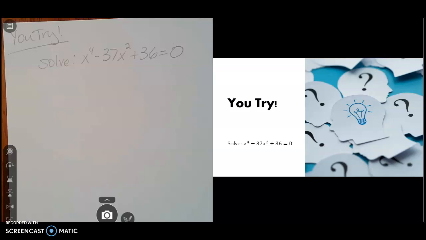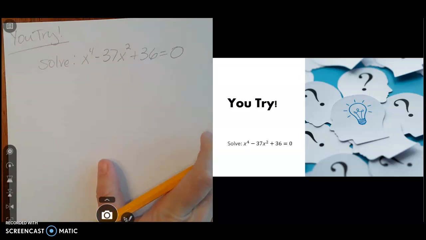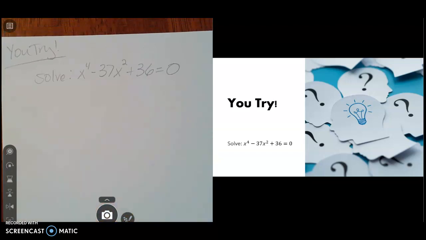Hi, you all just finished a U-try where you got to solve an equation that was quadratic in form. It's not a quadratic, it's an x to the fourth power, but it is in that format because 4 is twice as much as 2. So the equation I gave you was x to the fourth minus 37x squared plus 36 equals 0, and you got to solve it.